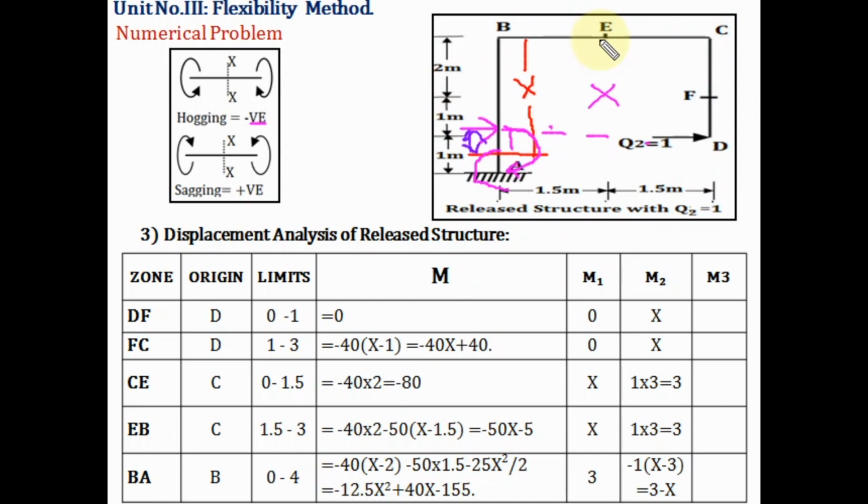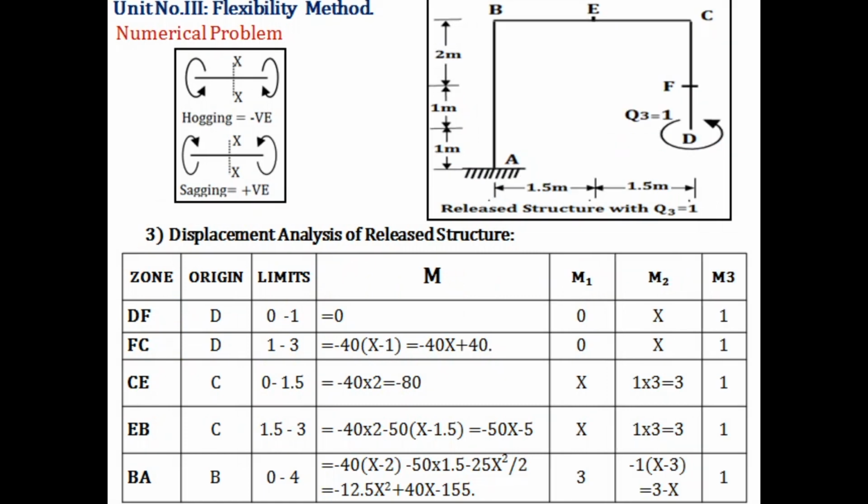For EB here the length is what? 1.5, and for B the length is 3. Okay. So this was the bending moment for the release structure with Q2 equal to 1. Now we'll find out the bending moment due to Q3 equal to 1.